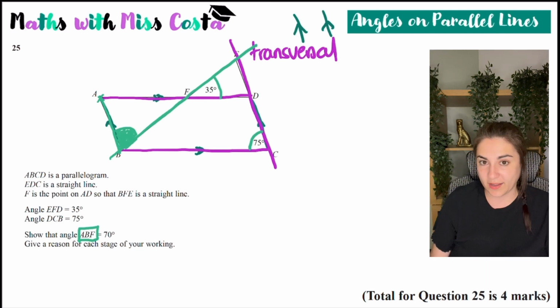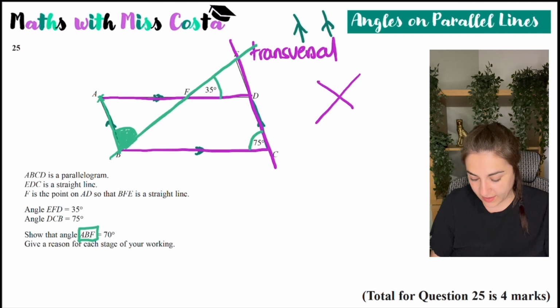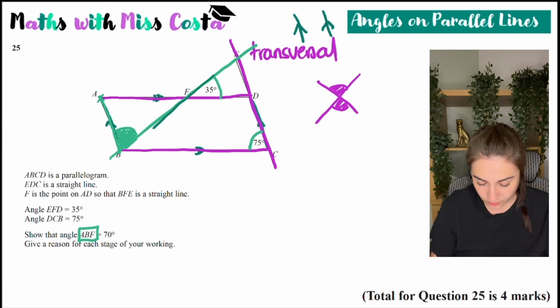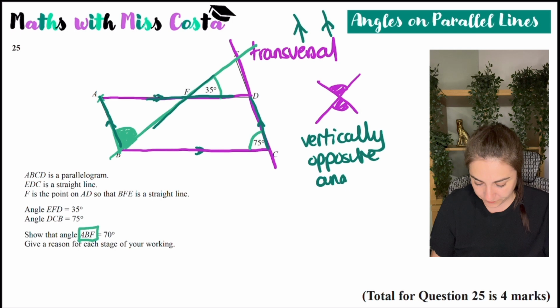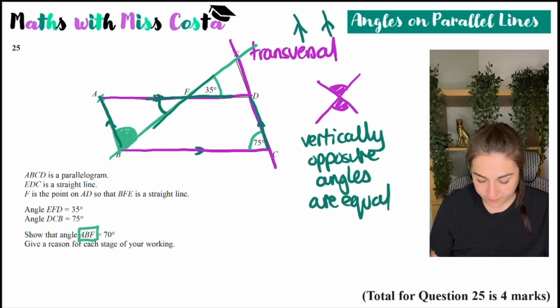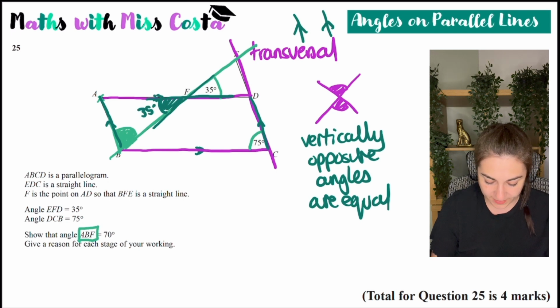So using my angle rules, whenever I have a cross, so over here, hopefully you can see that there's a cross, I know that I can use the vertically opposite angle rule. So vertically opposite angles are equal. Therefore, I know that this angle here must be 35 degrees.